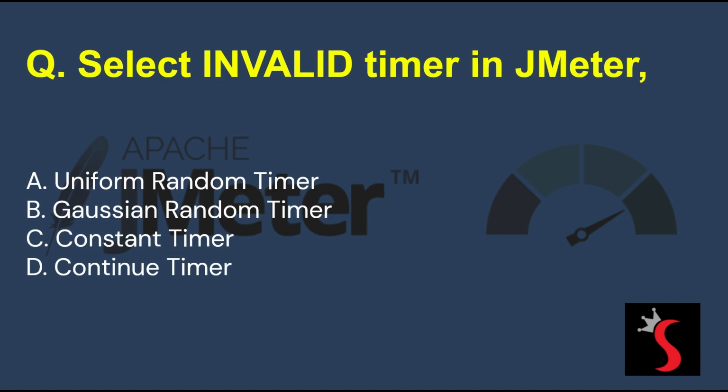Select the invalid timer in JMeter. A. Uniform random timer. B. Gaussian random timer. C. Constant timer. D. Continue timer.